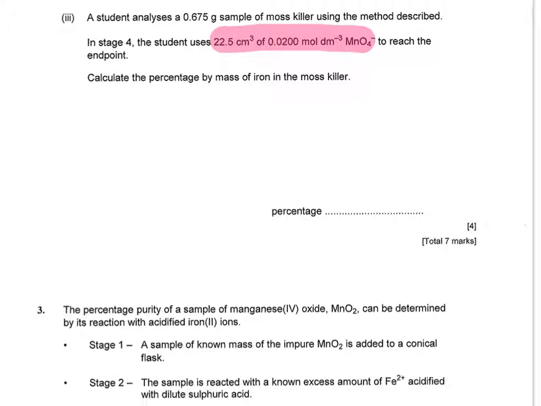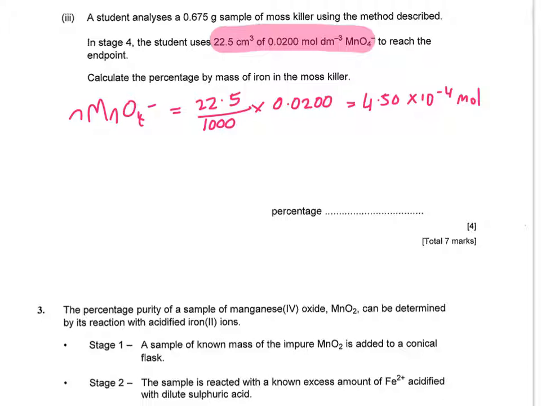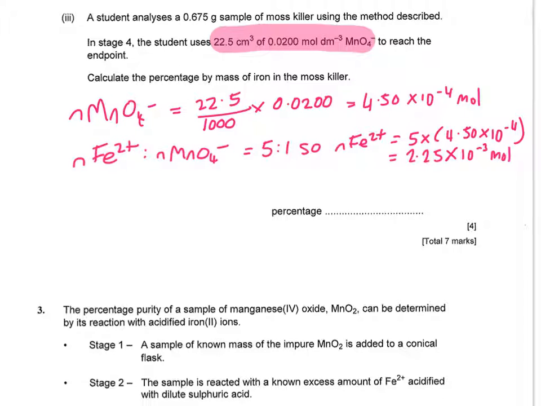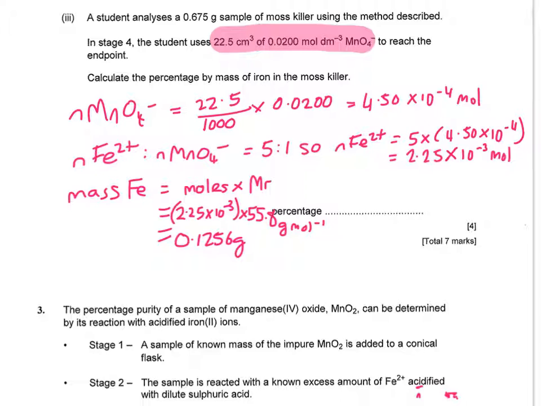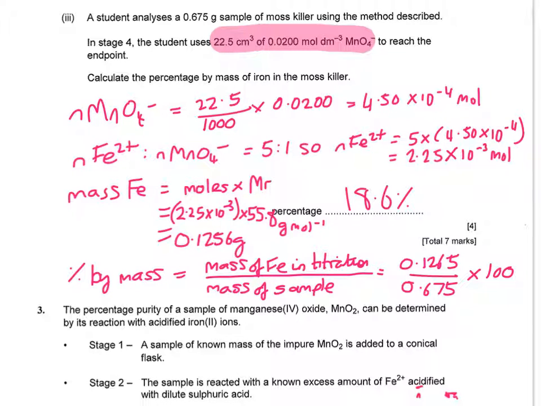So in this next question, you start with what you can work out the moles for. Obviously, it's going to be MnO4-. So applying moles equals volume times concentration, that gives you 4.5 × 10⁻⁴. So the mole ratio of iron 2+ to MnO4- is 5 to 1. So we multiply 4.5 × 10⁻⁴ times 5 to get 2.25 × 10⁻³. Now we can work out the mass of iron that we've got. So you multiply your moles times Mr to get 0.1256 grams of iron. So that gives us 18.6% as our final mark.